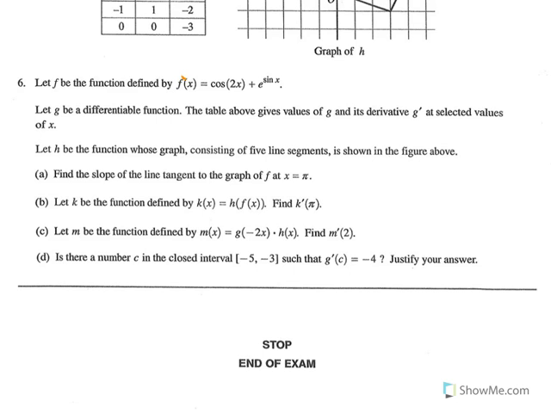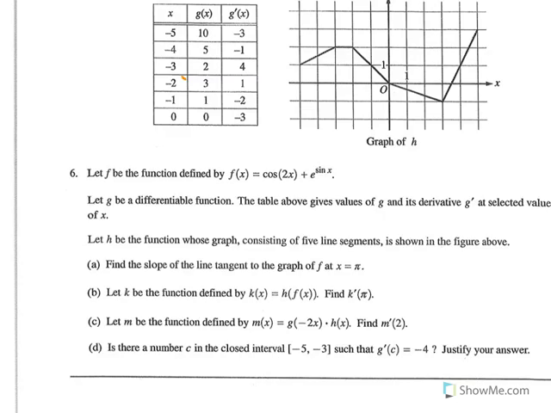Let's erase this. Okay. And the last part says, is there a number c in the closed interval negative 5 to negative 3 such that g prime of c is negative 4? Lots of words. Justify your answer. So they're asking what the slope of the graph g is in the interval negative 5 to negative 3. Well, let's take a look. Let me zoom out here.